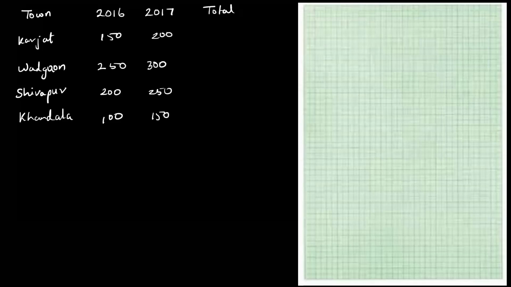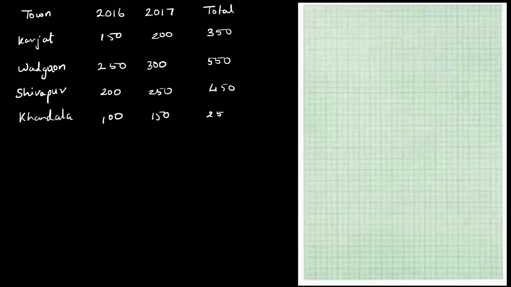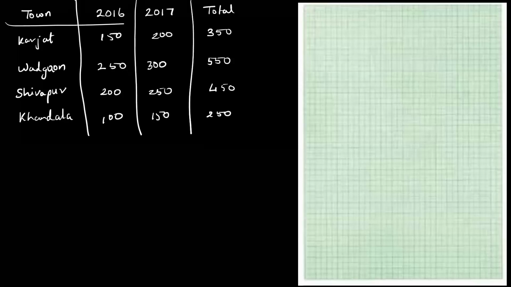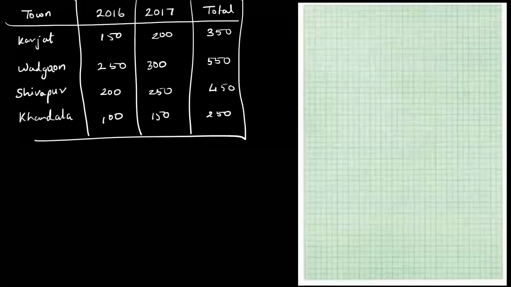Now you have to also make the total. Don't forget the total. Total का हम लोग bar diagram बनाएंगे. If I add both these things, it becomes 350. Here, if I add these two, it becomes 550. If I add these two, it becomes 450. And this total becomes 250. Okay. So this you will do not on your graph paper. You all will do it on some other page, normal sheet.